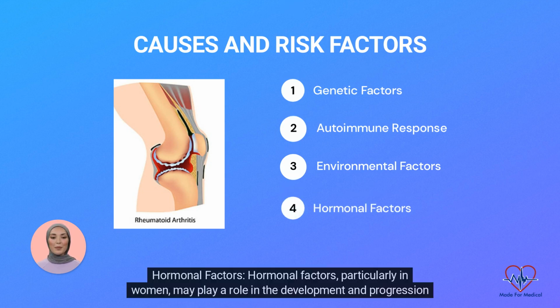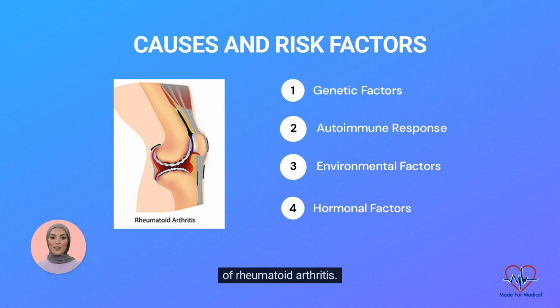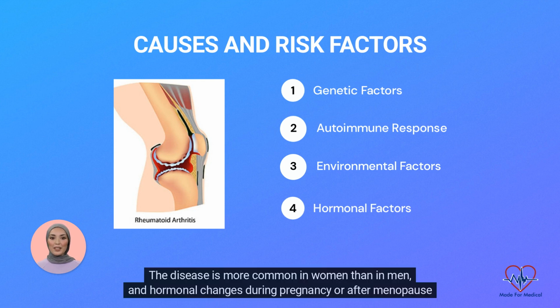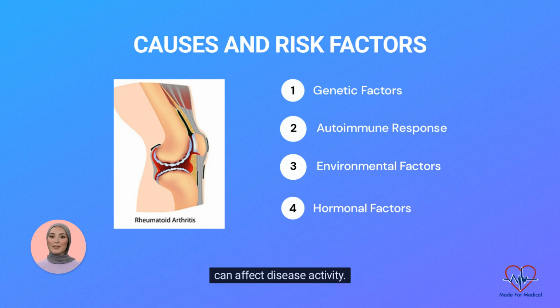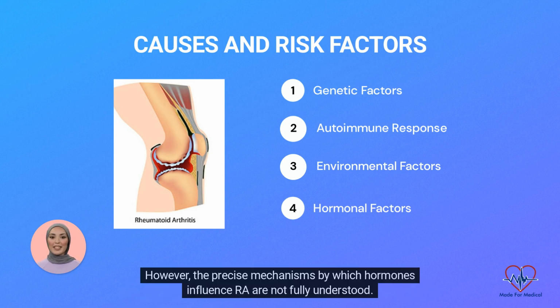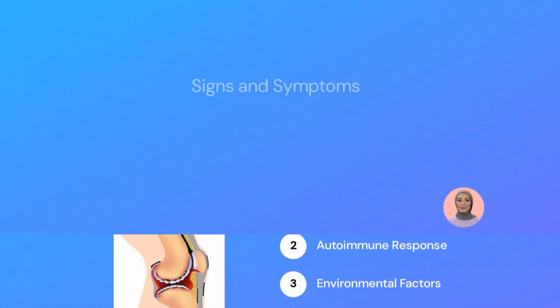Hormonal factors. Hormonal factors, particularly in women, may play a role in the development and progression of rheumatoid arthritis. The disease is more common in women than in men, and hormonal changes during pregnancy or after menopause can affect disease activity. However, the precise mechanisms by which hormones influence RA are not fully understood.